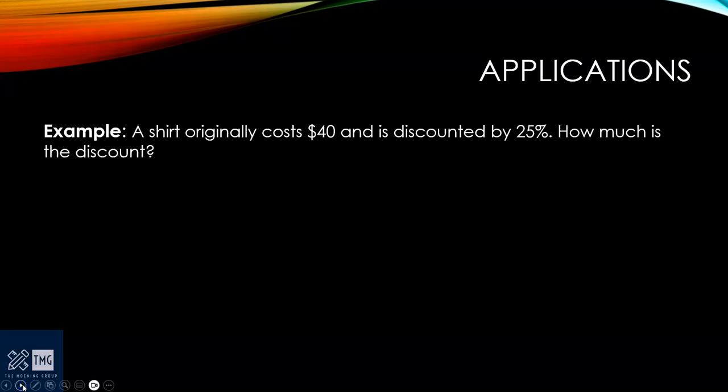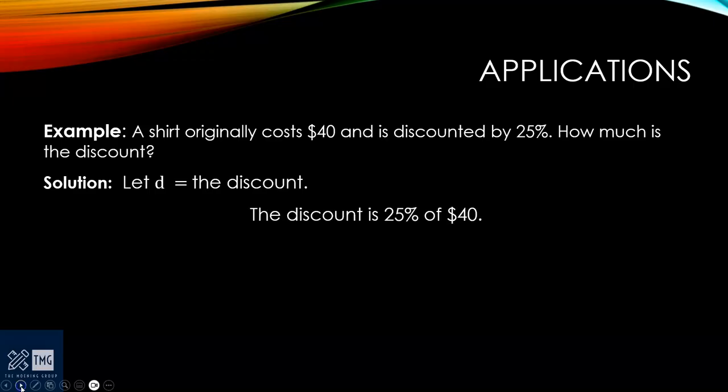Next one. A shirt originally costs $40 and is discounted by 25%. How much is the discount? So we recognize that our unknown value is the discount. So let's let our variable D represent the discount. Now we need to rewrite this in a mathematical way. So the discount is 25% of the $40. Right? Original shirt costs $40, that's original, discounted by 25%. So 25% of the cost is the discount.